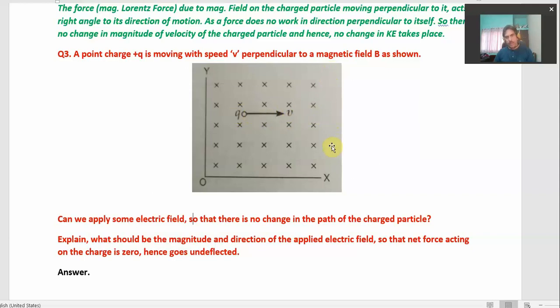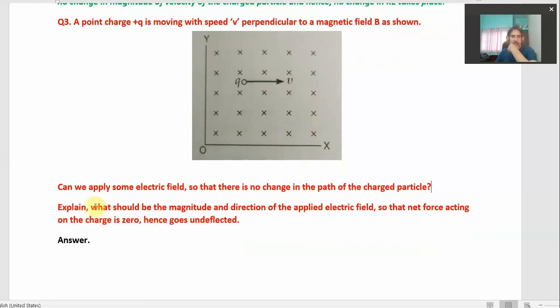then we have to apply the electric field in the downward direction. From the present situation, you can say it should be applied along the negative y-axis. Due to that electric field, this positive charged particle will be acted upon by an electric force in the downward direction, along the direction of the electric field. So we can say that yes, there can be an electric field which can be applied so that there is no change in the path of the charged particle.